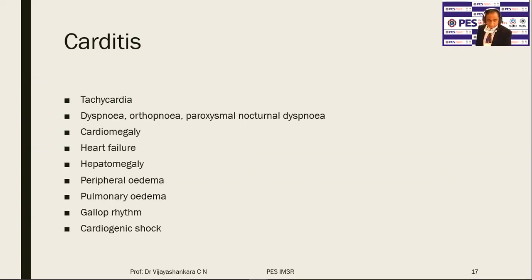Carditis usually presents with tachycardia, dyspnea, orthopnea, paroxysmal nocturnal dyspnea, depending upon the amount of valvular damage. Cardiomegaly on chest X-ray, heart failure with clinical signs of heart failure will be there: hepatomegaly, peripheral edema, pulmonary edema, and a gallop rhythm. And of course, there may be cardiogenic shock. It is a very rare phenomenon which you see in acute rheumatic fever.